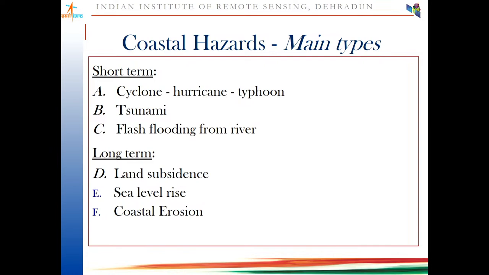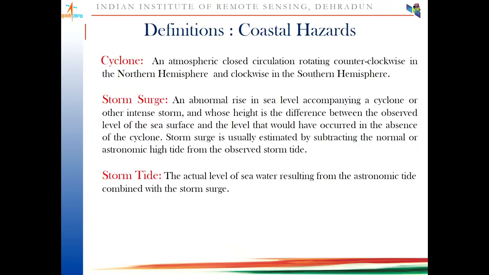Short term means cyclone, hurricane, typhoon, tsunami, and flash flooding from the river. Long term, like a chronic disease, includes land subsidence, sea level rise, and coastal erosion. So it will slowly eat up the coastal area. A cyclone is an atmospheric closed circulation rotating counterclockwise in the northern hemisphere and clockwise in the southern hemisphere.